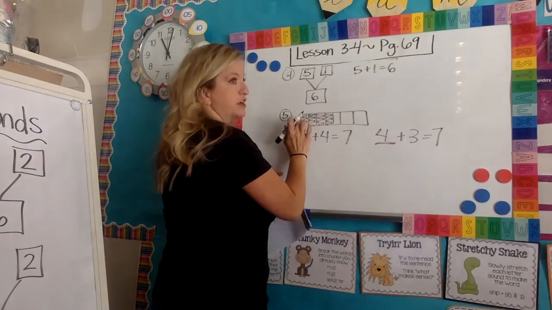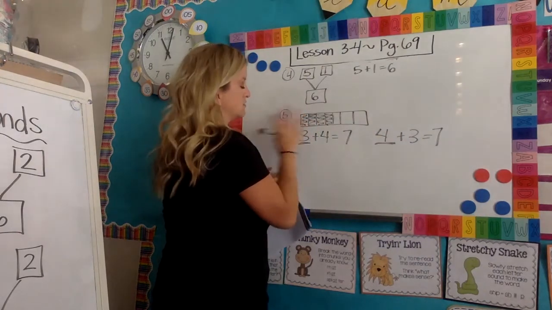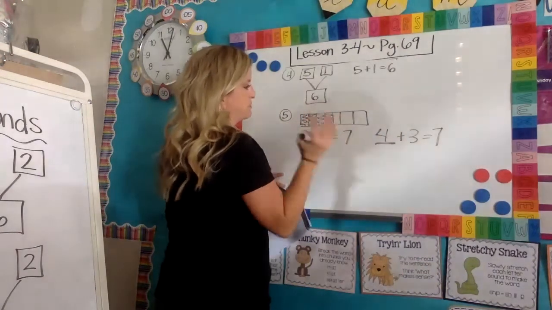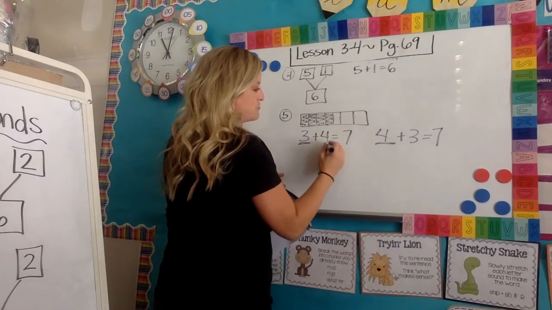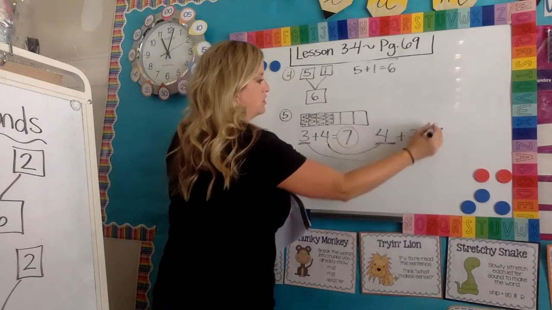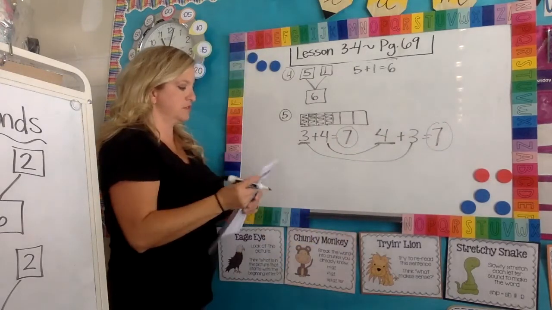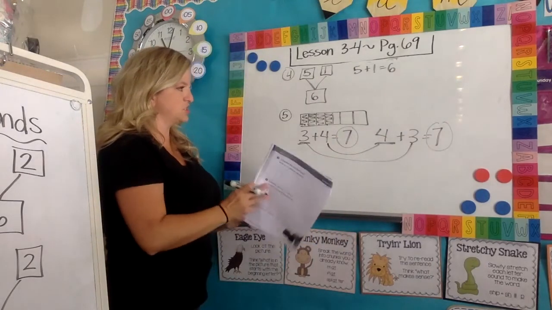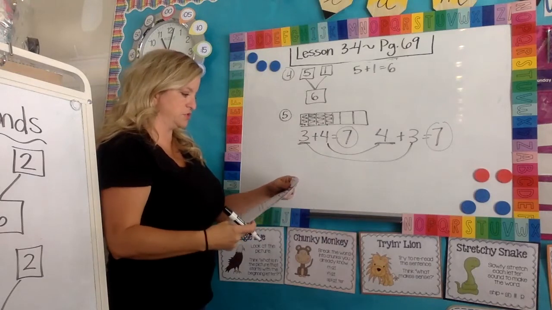1, 2, 3, 4. 4 dots. I keep saying dots, but you know what I mean. It's cubes. So they're just flipped. Here's my 4. Here's my 3. And they both equal 7. Okay. So that's going to look different no matter however you decide to do the cubes.